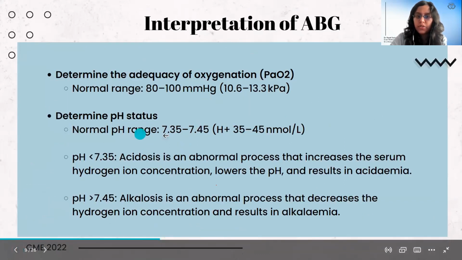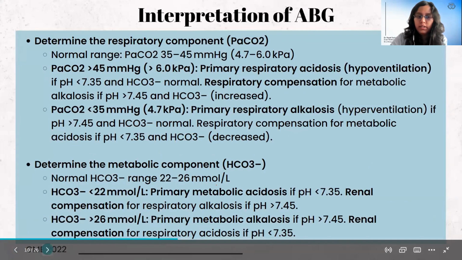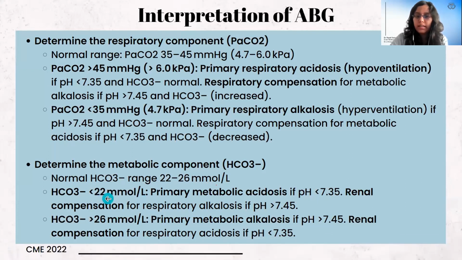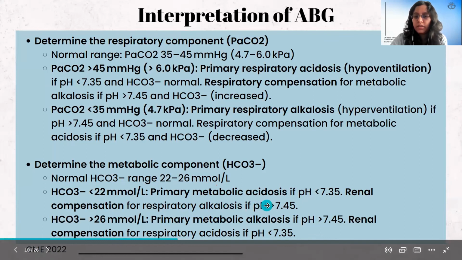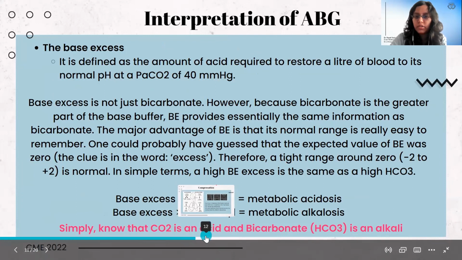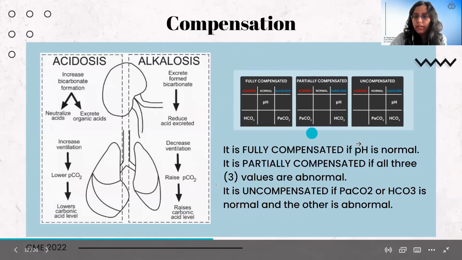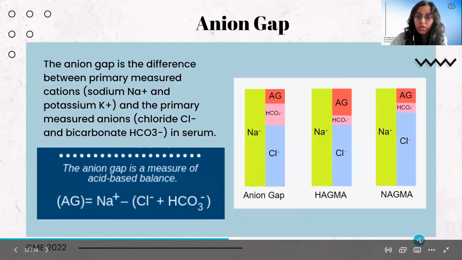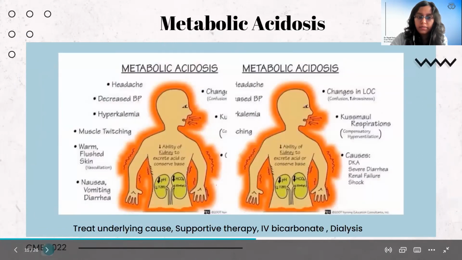Then it's pretty easy. Once you know it's acidosis, you check the bicarb. Bicarb was 18. Okay, bicarb is less than 22. Either it's metabolic acidosis, or it's renal compensation, or it's partial compensation. Okay, have you guys understood what I'm trying to explain?